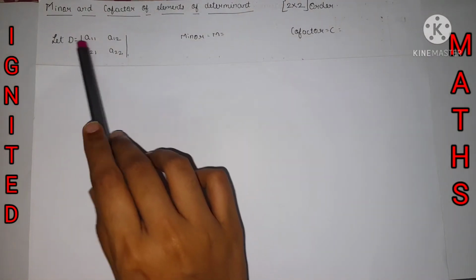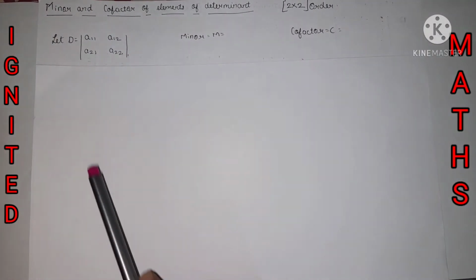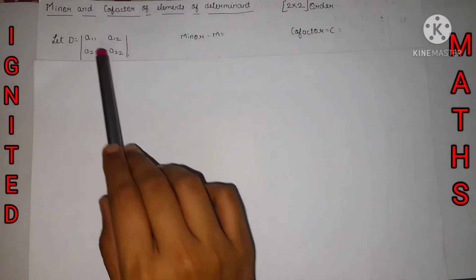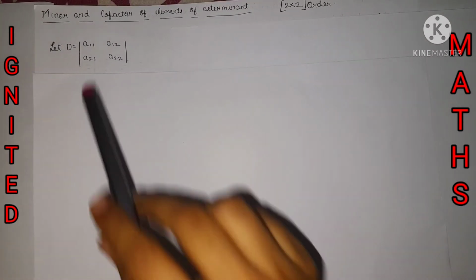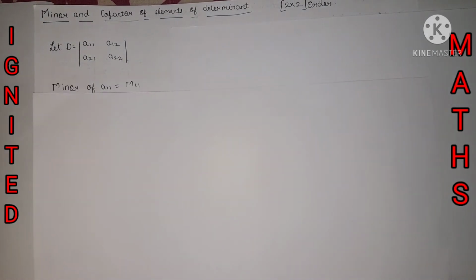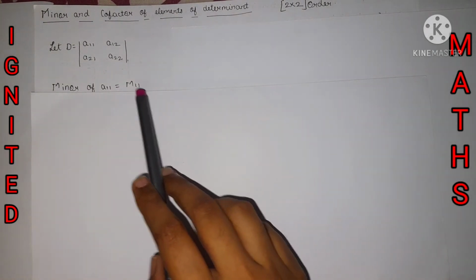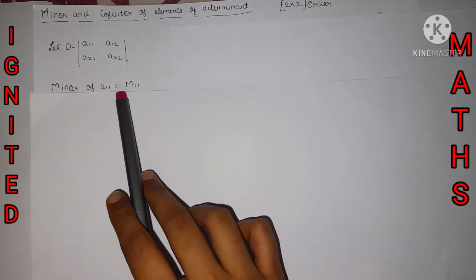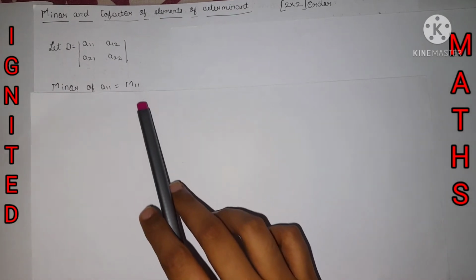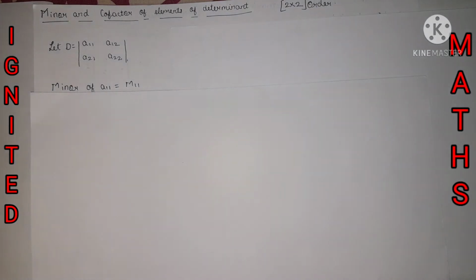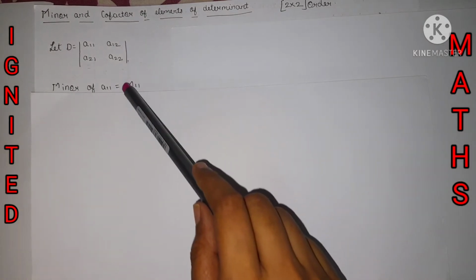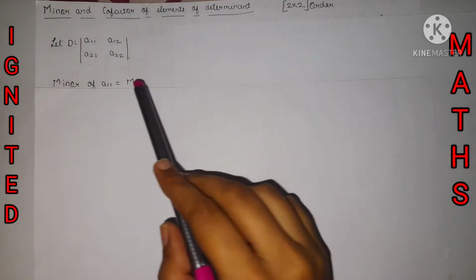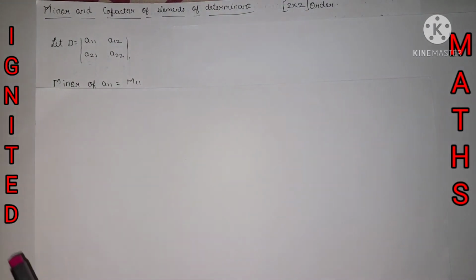Now we need to find the minor for each and every element of the determinant. So first let's take the A11 element, which is present in first row, first column. Take the minor of A11 element. So minor of A11 is equal to M of 11. The minor we are going to represent with the symbol capital M. So while finding the minor elements, we need to hide the respective row and the respective column mentioned in the minor.